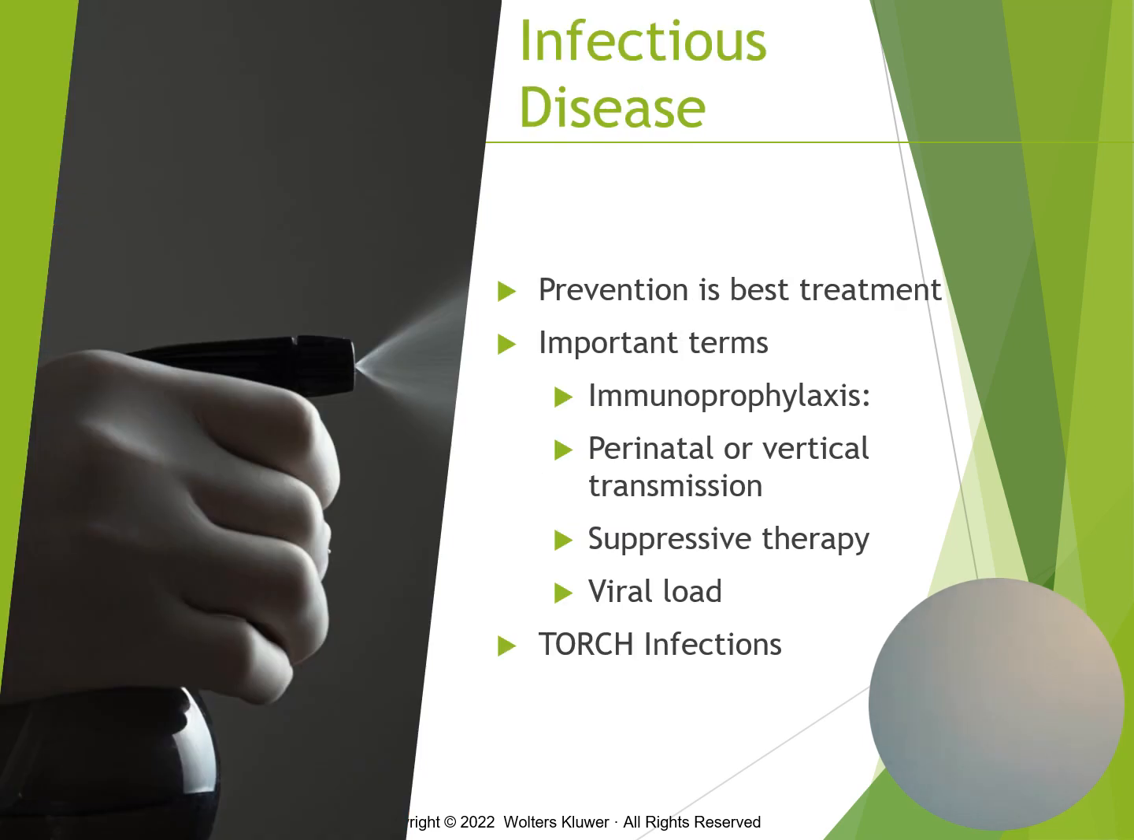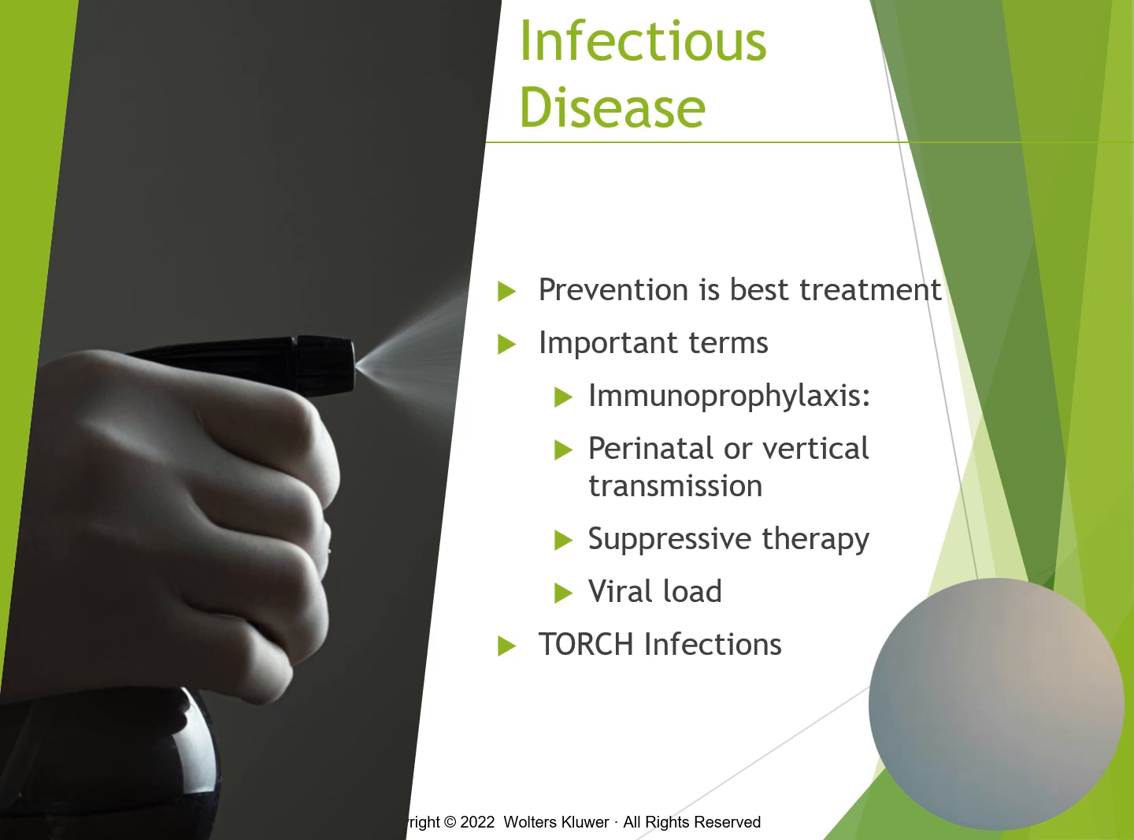So the next complication is infectious disease. Once again, prevention is the best treatment. Important terms for you to be familiar with are immunoprophylaxis, which is prevention of disease by production of active or passive immunity; perinatal or vertical transmission, which is transmission of the infectious agent from the mother to the child during the pregnancy, childbirth, or breastfeeding.